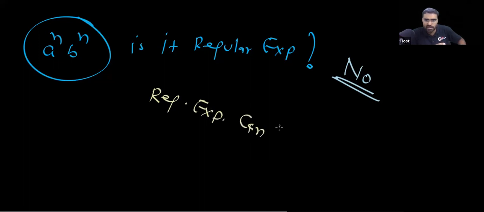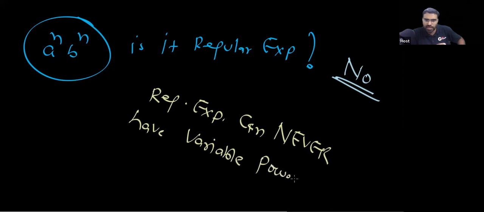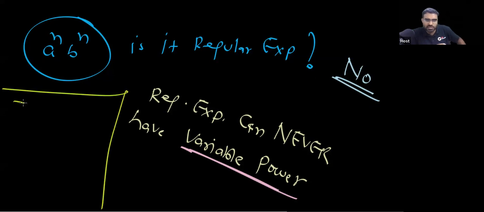Regular expressions can never have variable power. Variable exponent can never be there. Okay. In power, what can you write in a regular expression? Tell me. For example, in regular expression, what is allowed in power? For example, you have this R. What are the things that are allowed?